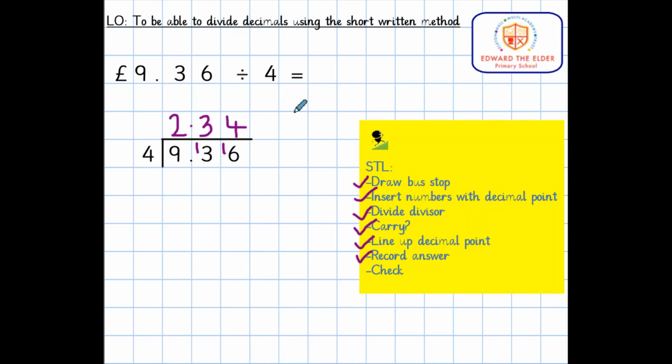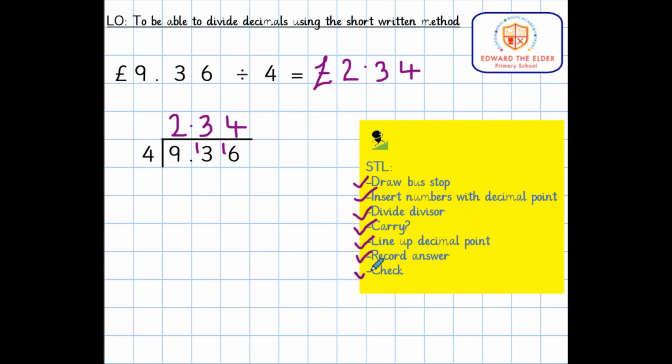£9.36 divided by 4, 2.34. Don't forget, pound sign is the units of measure, which we need to pop here, otherwise our answer could be wrong. So our answer is £2.34.